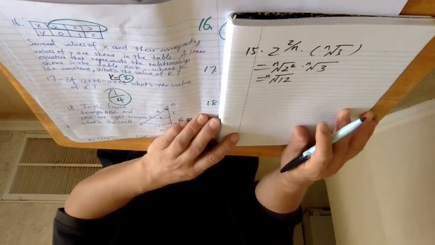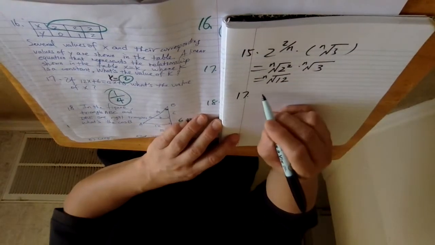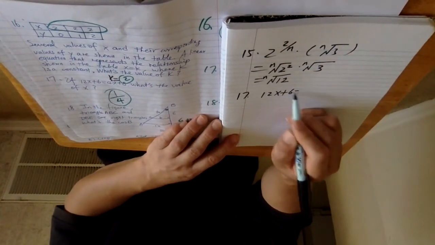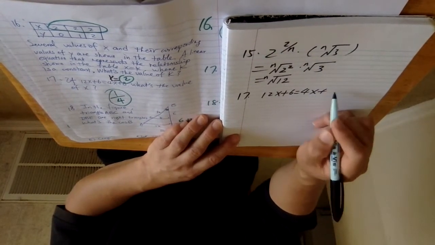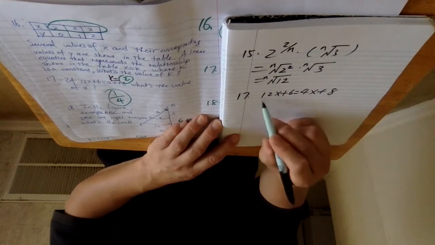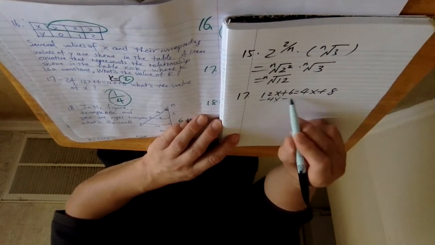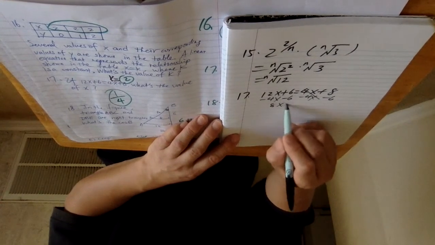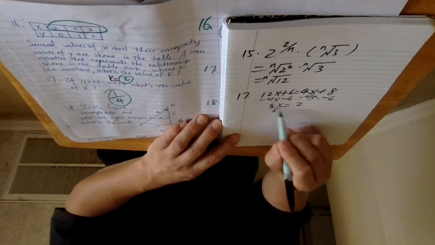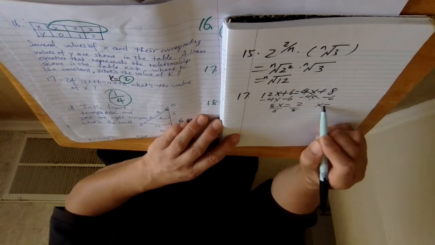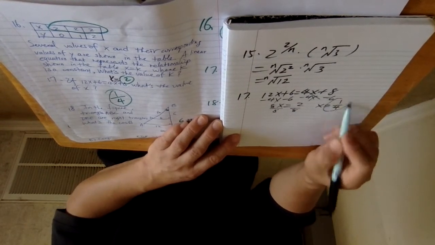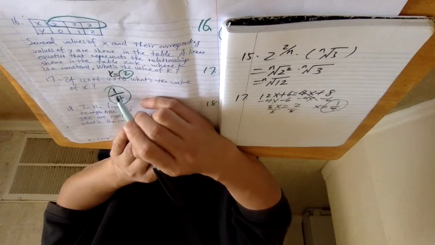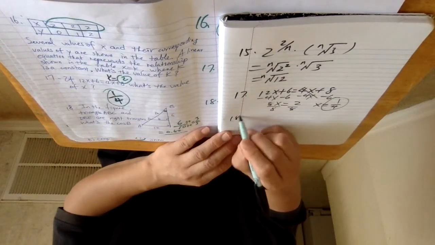Number 17. If 12x plus 6 equals 4x plus 8, what's the value of x? We're going to minus 4x on both sides, minus 6 on both sides. So 8x equals 2, divided by 8 on both sides. X equals 1/4.